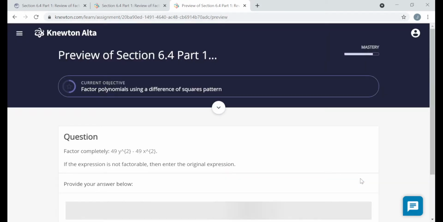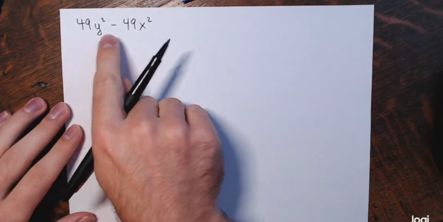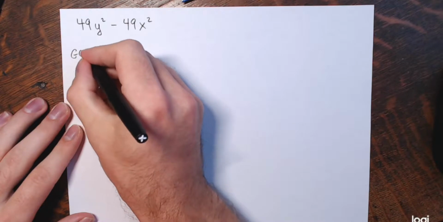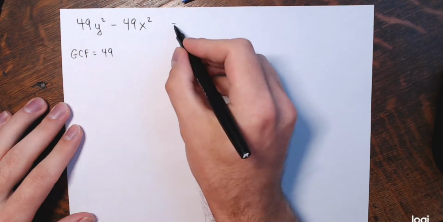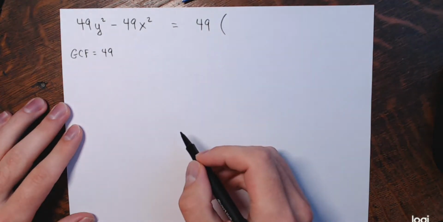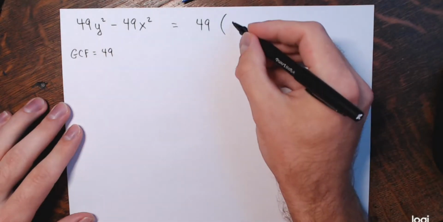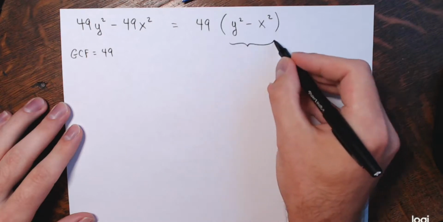All right. So we're given another thing with possibly a difference of squares pattern. Let's see. So I'll write this out again. So once again, the first thing you're looking at is is there a common factor to both terms, which is obvious here, 49. So you pull that out first. And then when I remove this common factor of 49, what I'm left with is just y squared minus x squared. And this is definitely a difference of squares.